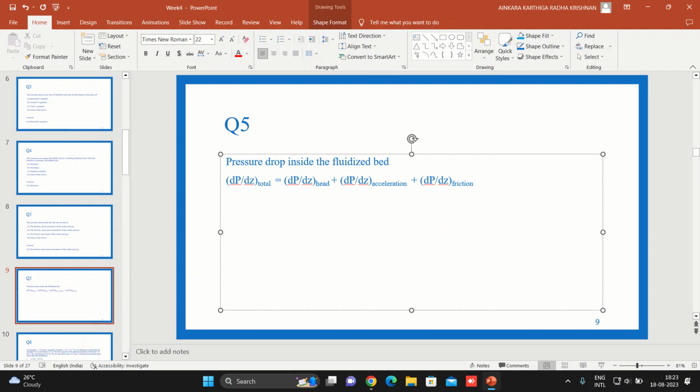So the pressure drop inside the fluidized bed is happening due to three factors. One is due to the head, next one is due to the acceleration, next one is the friction. So this one is similar to the potential energy term of gas and solid, and this is the other factors: acceleration between the solids and gas, friction, everything. So all these factors only influence the pressure inside the fluidized bed.